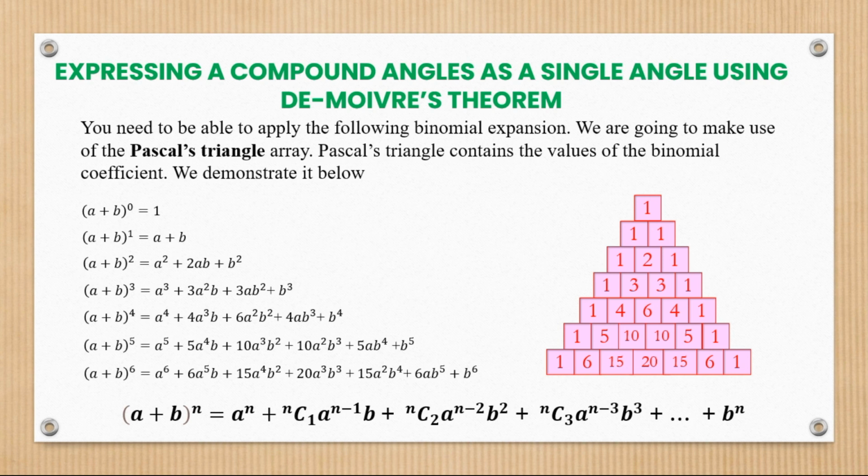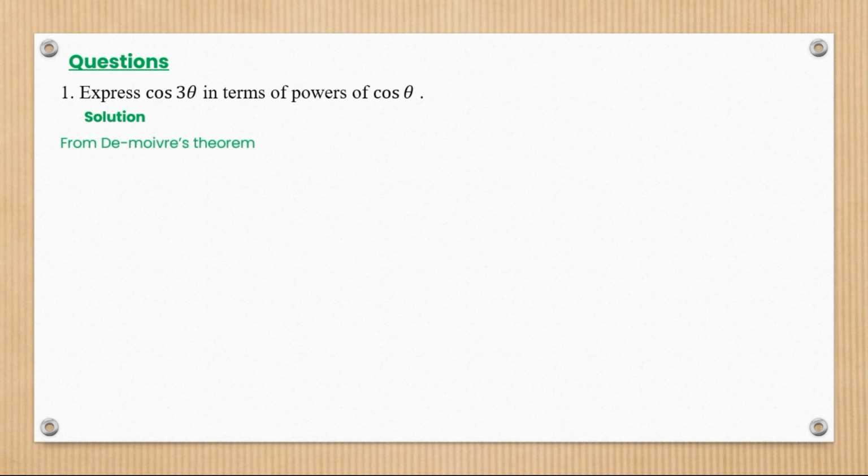It's the formula we're going to be making use of, where nC1 simply represents the coefficient here, nC2 represents the coefficient here, nC3 represents the coefficient here, and on as it goes. These are going to make more sense as we do different questions. So first question: express cos 3θ in terms of powers of cos θ. So how do we solve such a question? We know from De Moivre's theorem that (cos θ + i sin θ)^n can be expressed as cos nθ + i sin nθ. So this is what we're going to do.